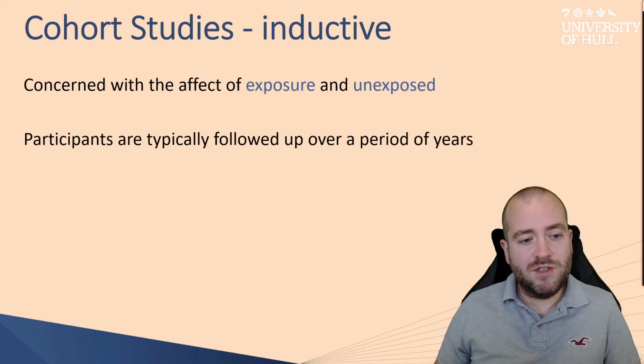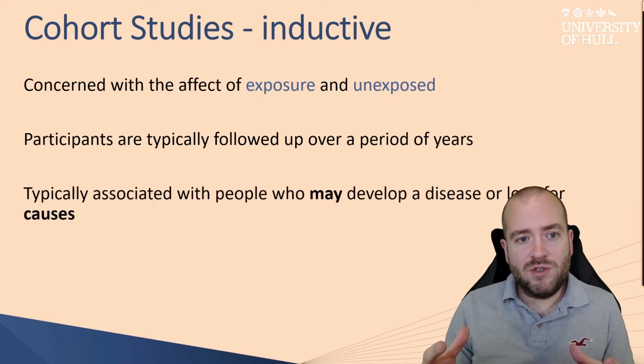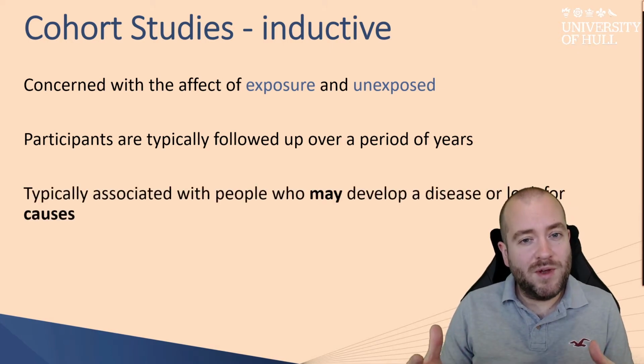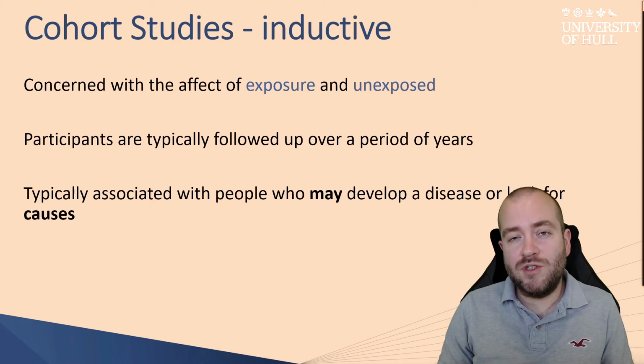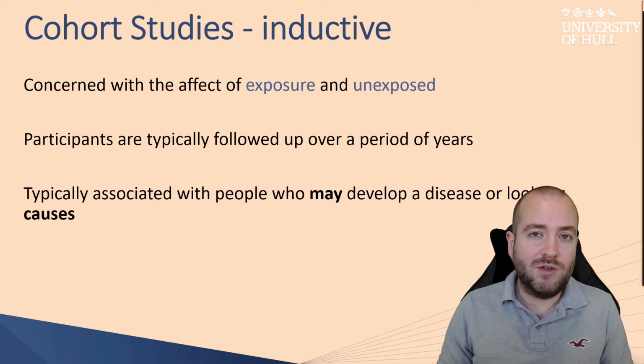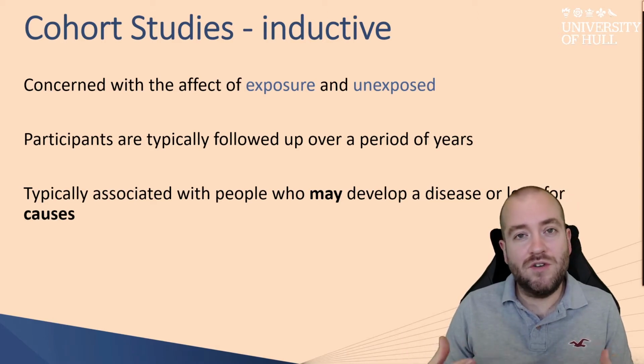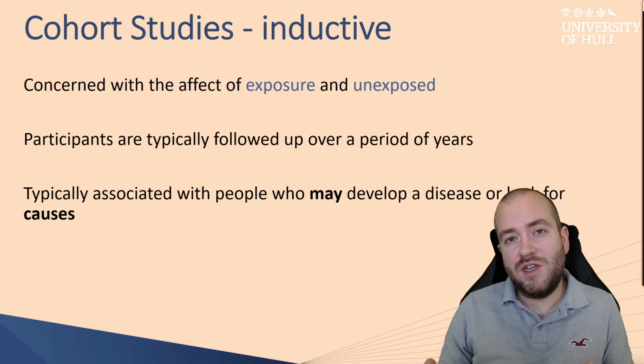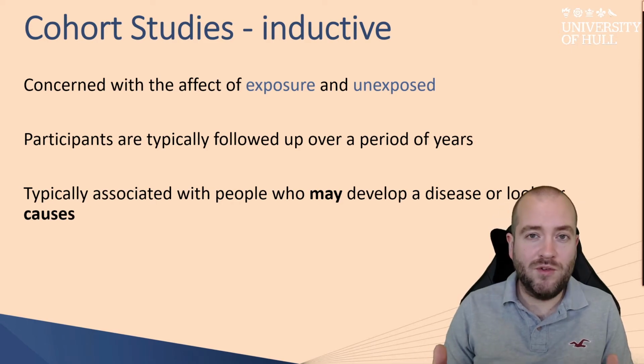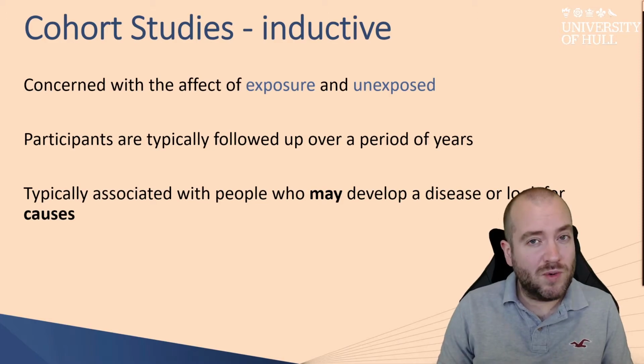And what that means is that we're trying to find out the association that people may develop a disease from causes. So for example, we may deduce that people develop lung cancer from smoking. So what we would do is follow up people who smoke and people who don't smoke and see if they develop cancer in a number of years. And these studies can really go on for 5, 10, 15 or 20 years.